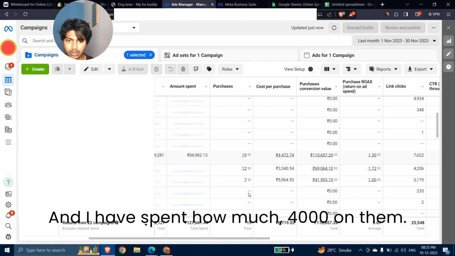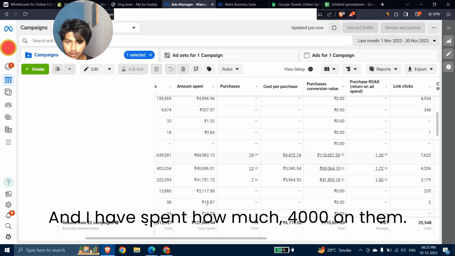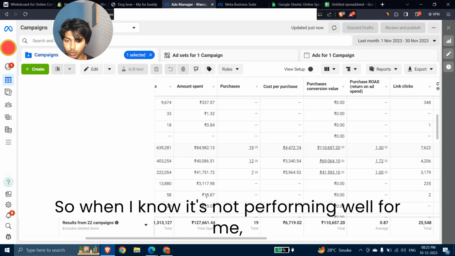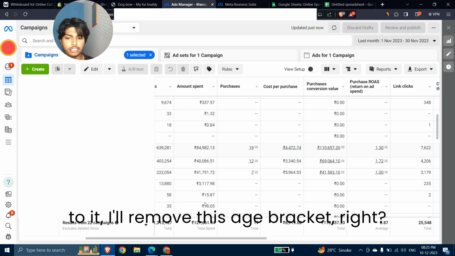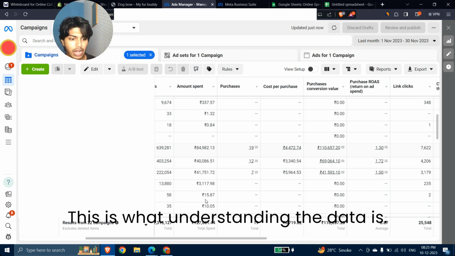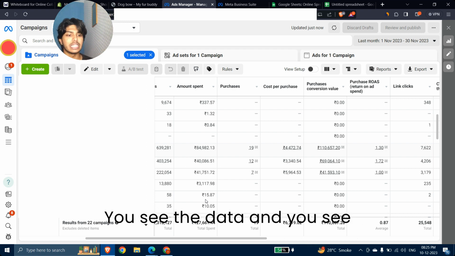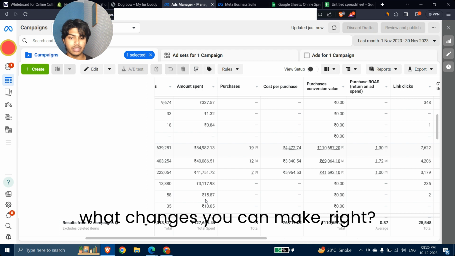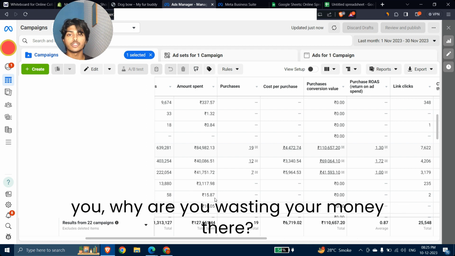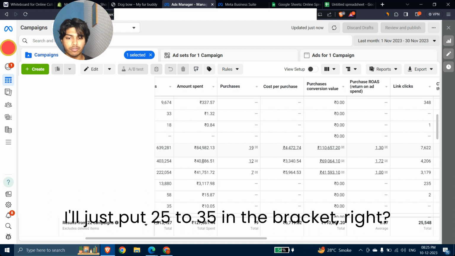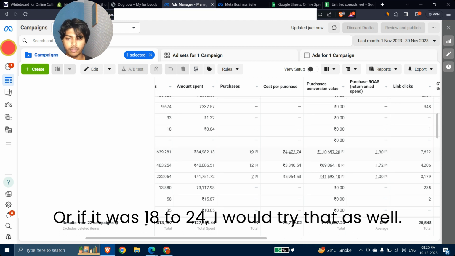And I have spent how much? 4,000 on them. So when I know it's not performing well for me, in the next iteration, whenever I want to make changes to it, I'll remove this age bracket, right? This is what understanding the data is. You see the data and you see what changes you can make, right? When this is not a well performing category for you, why are you wasting your money there? I'll just put 25 to 35 in the bracket, right? Or if it was 18 to 24, I would try that as well.